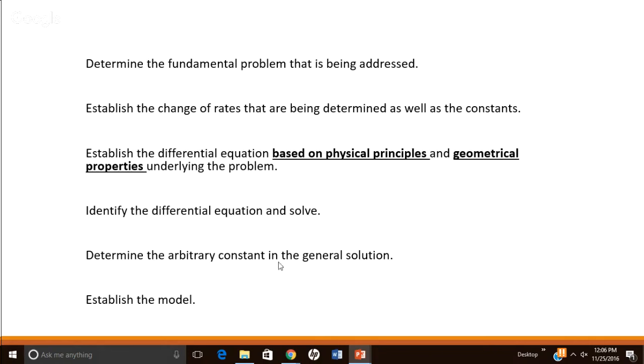Next, determine the arbitrary constant. So you solve your differential equation by integrating both sides, and you end up with a general solution. And then once you have an initial condition, or you can make a general assumption about an initial condition, you turn it into a mathematical model, which is typically, unless you have to find some constant of proportionality, just your particular solution. So let's look at some examples.